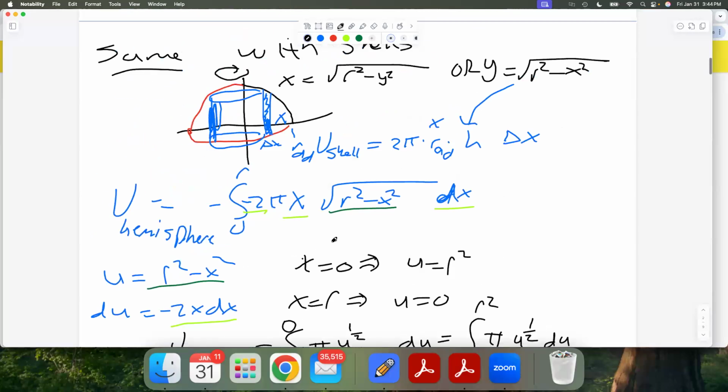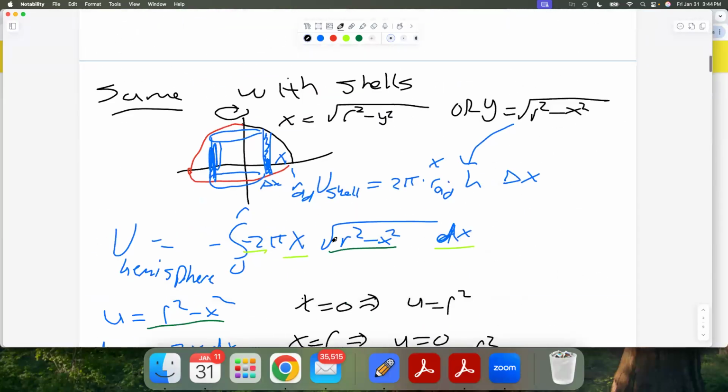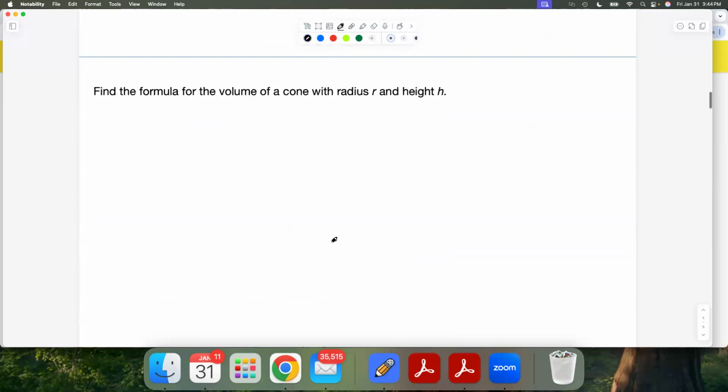Now, I'm going to argue that this way was easier. Usually discs are easier. All right, let's do the volume of a cone of radius r, height h. I think it's going to be easiest, I've kind of been thinking about this problem. I haven't even done this yet, I'm just kind of thinking about it. I think it would be easier if I set my cone up like this along the y-axis.